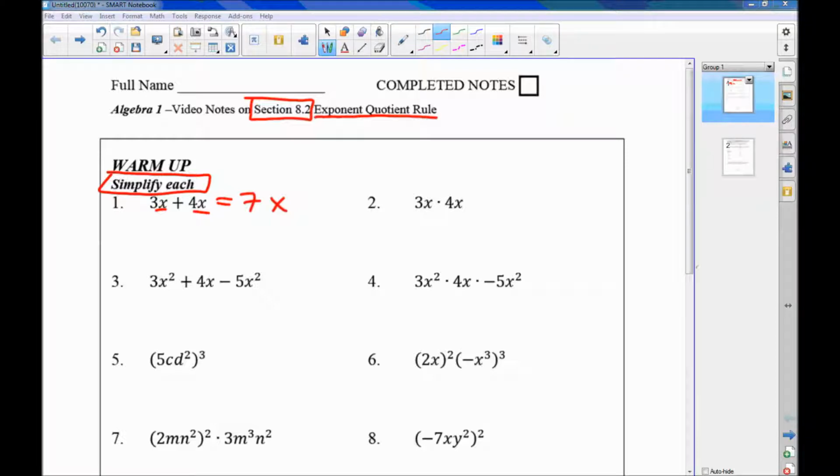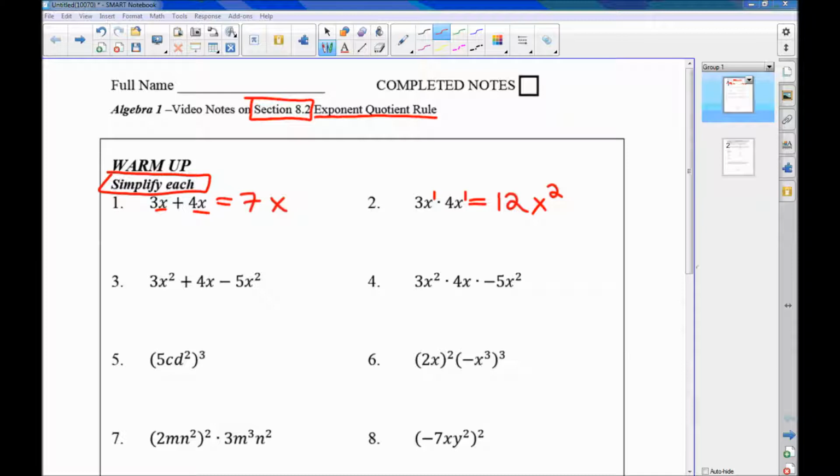All right, so number 2, this is a little bit different. This is what we did last time. So 3 times 4 makes 12. Okay, we multiply the coefficients in the front, and then we can add the exponents here. So this will become x to the 1 plus 1, which is x squared. And that's because x times x is x squared.